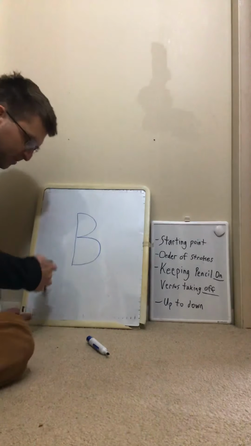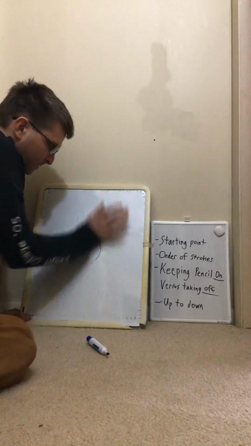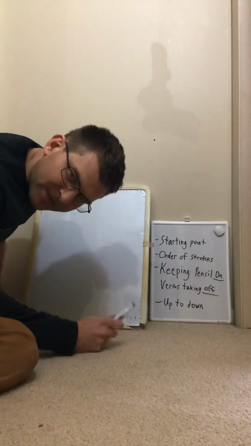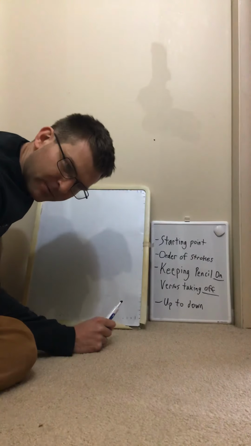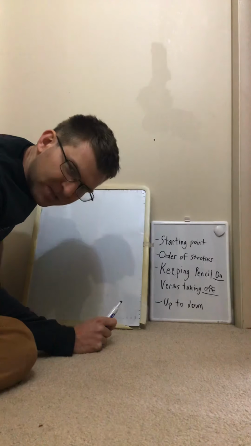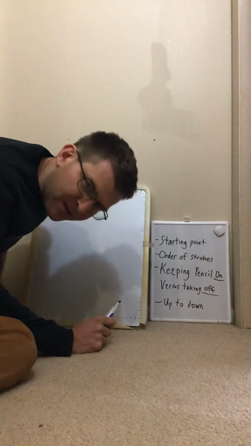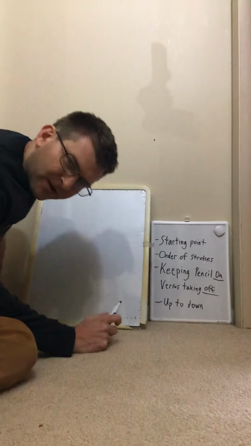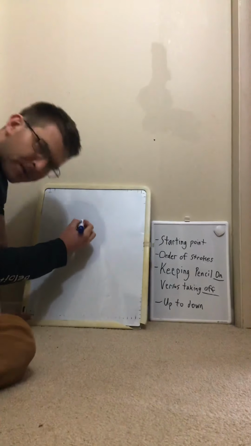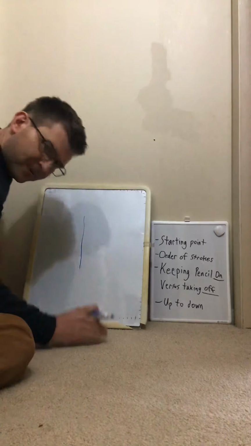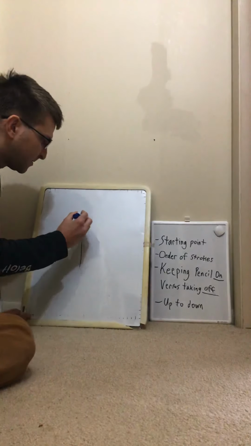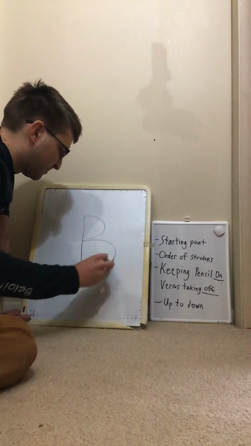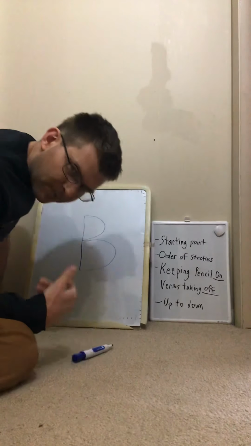The third principle is pretty much up to down. Again, for every single letter and number, I'll go over this. But with very few exceptions, you always go up to down. I'm going to do the letter B. For the letter B, you go up, down, big line. Then start, take off, down, down. That's the right way to write the letter B.